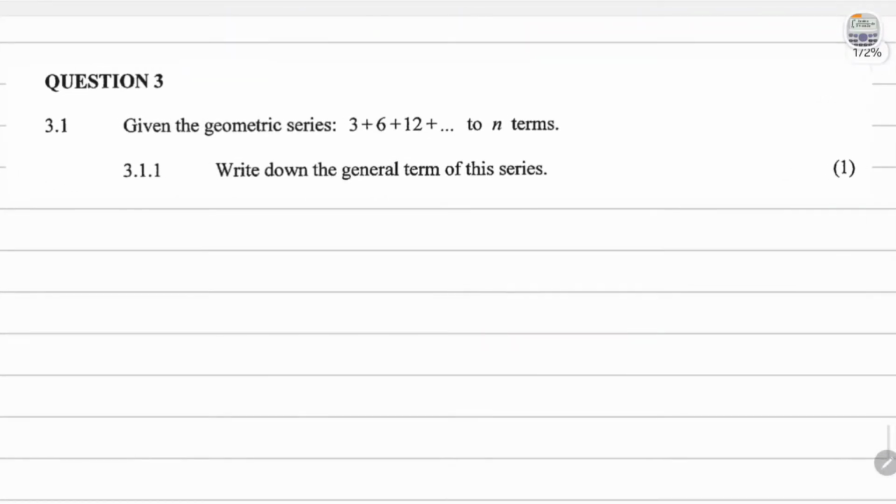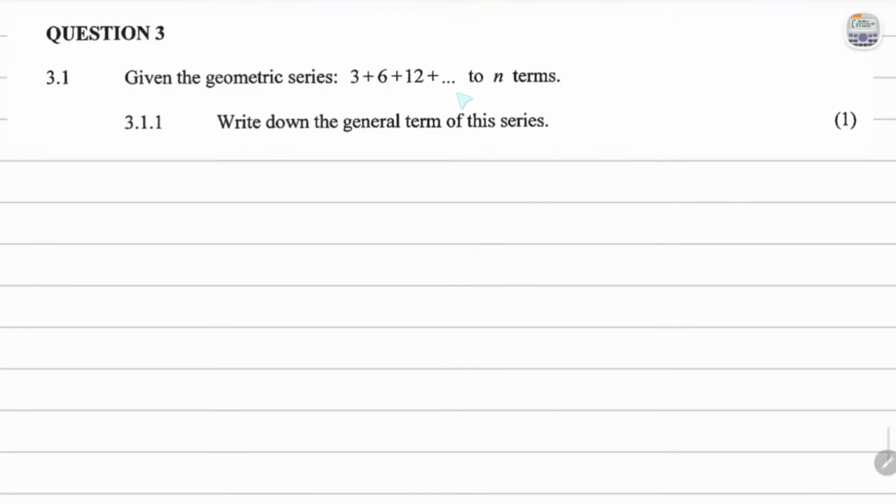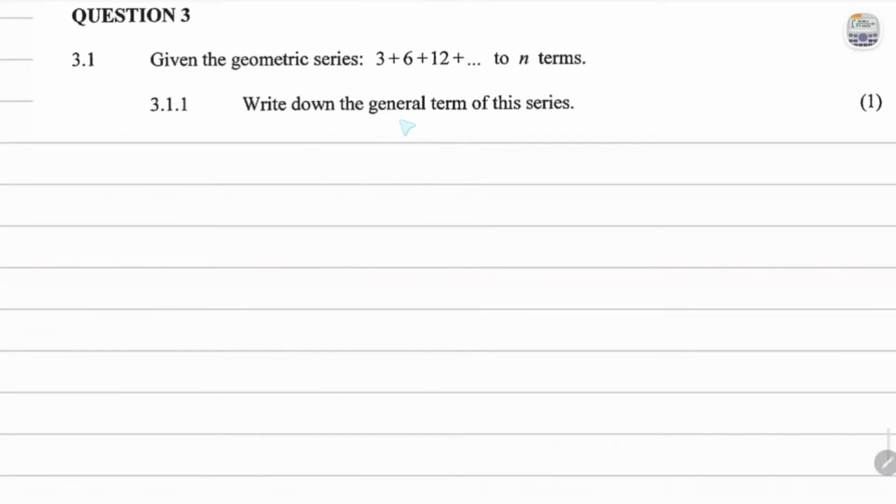Question 3 says, given the geometric series, and we have 3, 6, 12, and this continues to n terms, write down the general term of this series. Okay, so it is a geometric series, and the general term of a geometric series is a multiplied by r raised to the power of n minus 1. So a is your first term and r is your constant ratio.